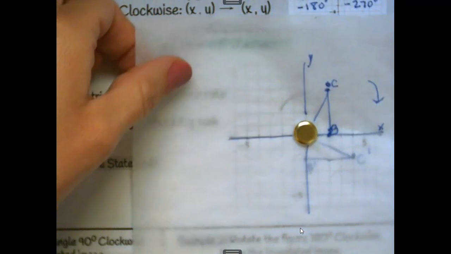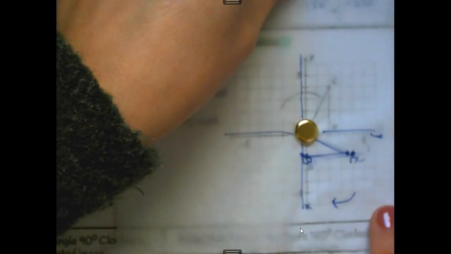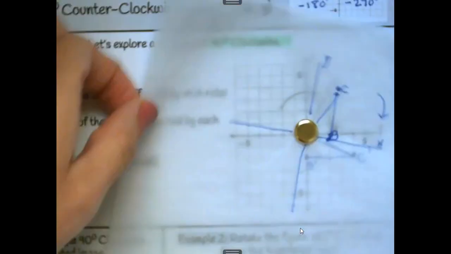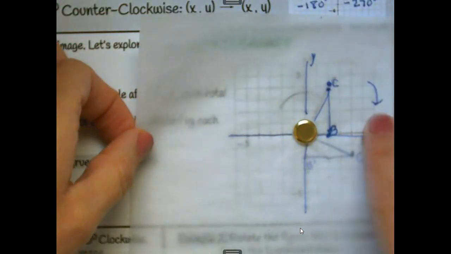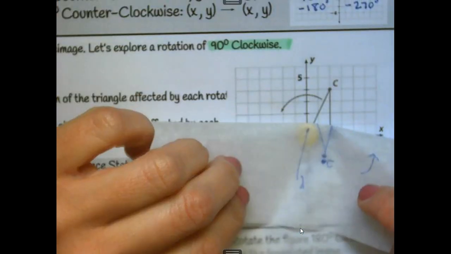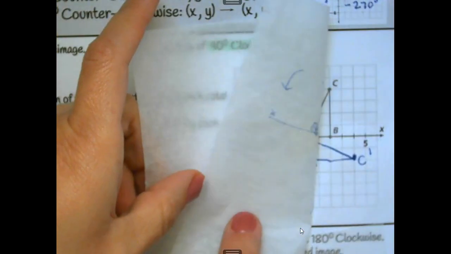So again, a 90-degree rotation is one quadrant all the way. Make sure your X and Y axis are labeled. Make sure you draw it on your patty paper. Again, I always like to draw an arrow so I know which direction I'm turning. So basically, my triangle was in quadrant 1. It should end up in quadrant 4.